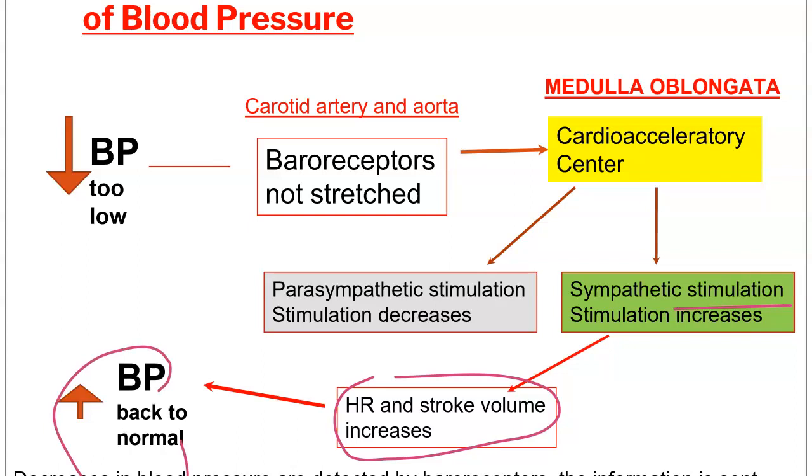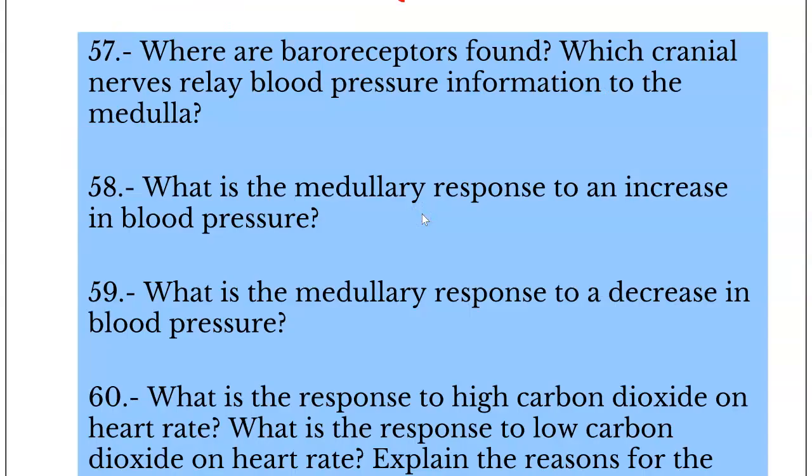So you should know the response of the medulla to an increase in blood pressure or a decrease in blood pressure. And hopefully all this makes sense. So you should know the location of these baroreceptors and the cranial nerves that relay blood pressure information to the medulla. You should know the medullary response to an increase in blood pressure or a decrease in blood pressure.